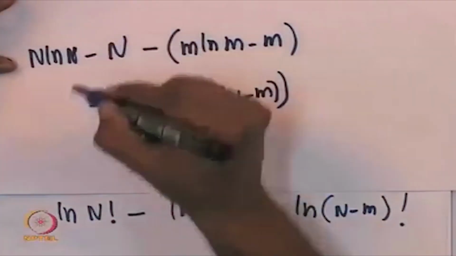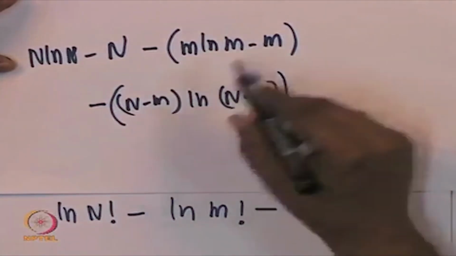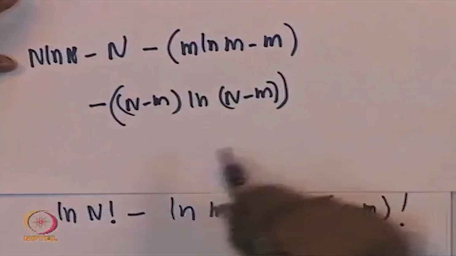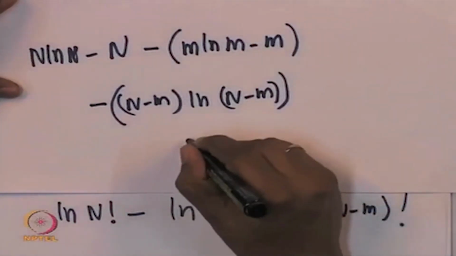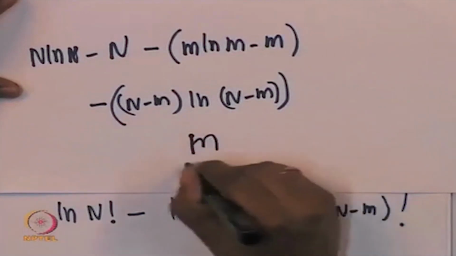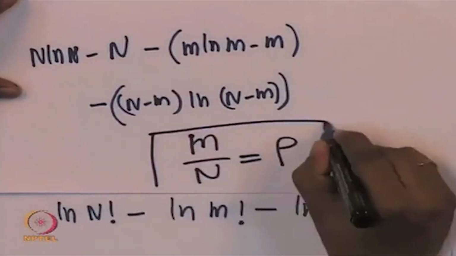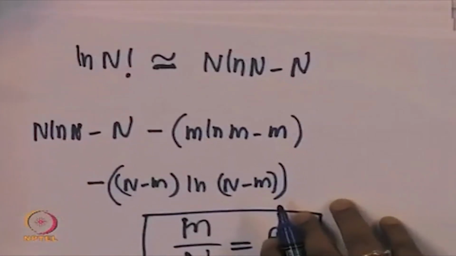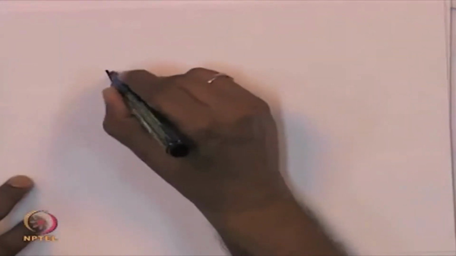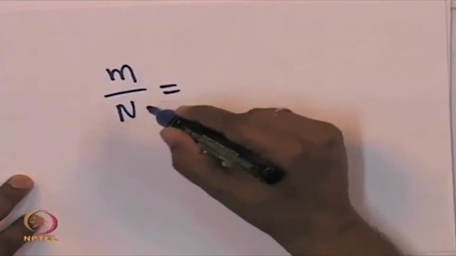Now, you can see some terms cancelling. There are a few terms that will cancel from this, and you can rewrite it using the definition that m by n we define as rho. Let us say we define m by n as basically the fraction of the sites that is bound by protein.